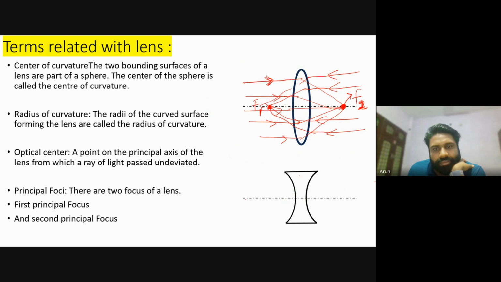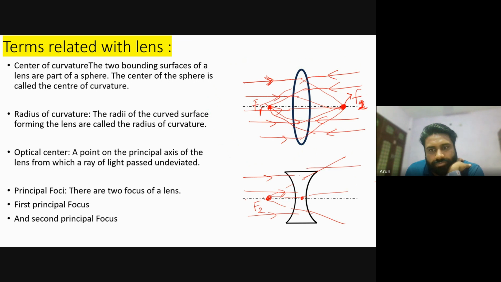In a similar way, if you try to see this point, this is a diverging lens, so it will diverge these rays in this direction. If you extend them, this is the second principal focus of it.